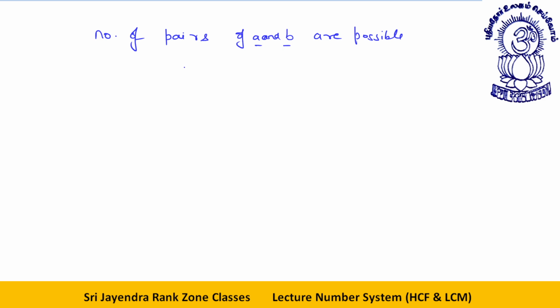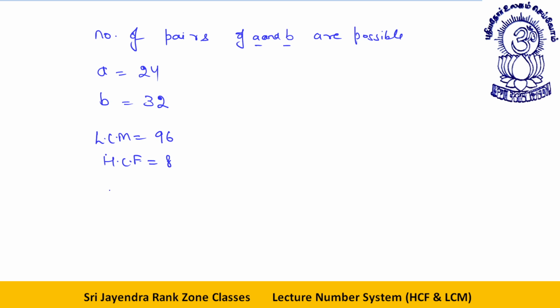Okay, now let's start again with the same thing. Let's say I have two numbers A and B. Let's say A is 24, B is 32. We have already found the LCM. What is the LCM? 96. What is the HCF? HCF is 8.